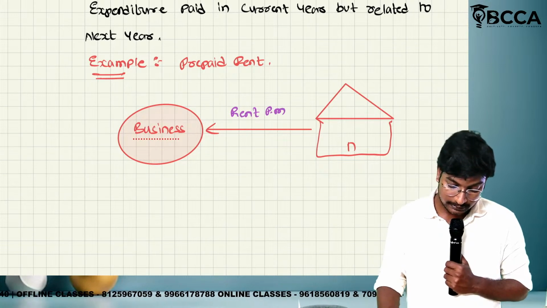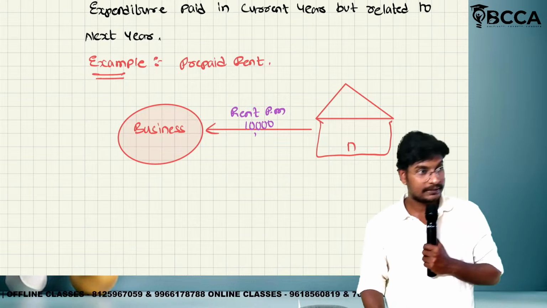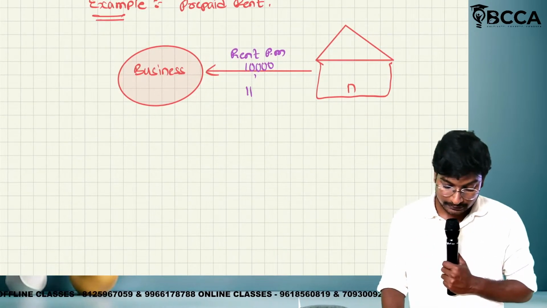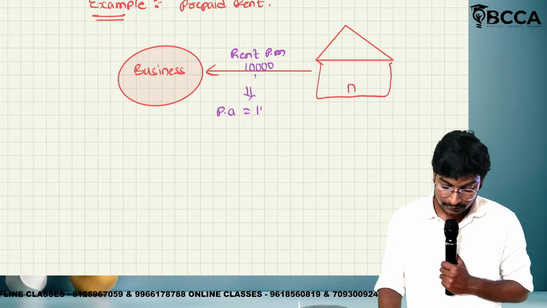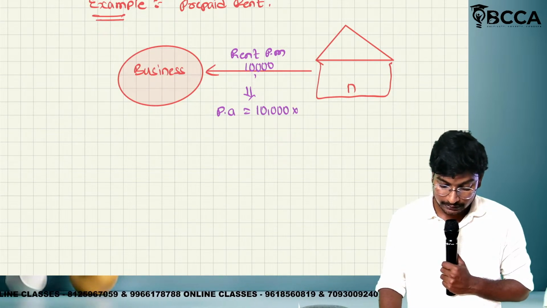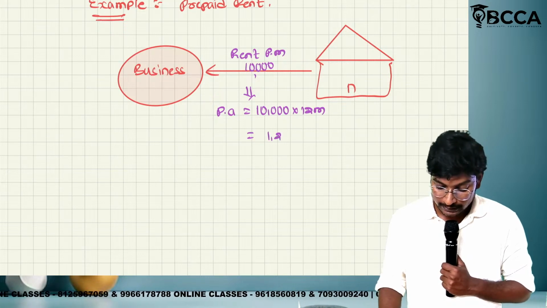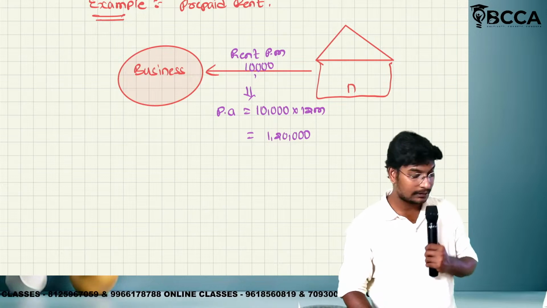Rent per month is equal to 10,000 rupees. Per month is 10,000. That means per annum is how much? 10,000 into 12 months, that is equal to 1,20,000.